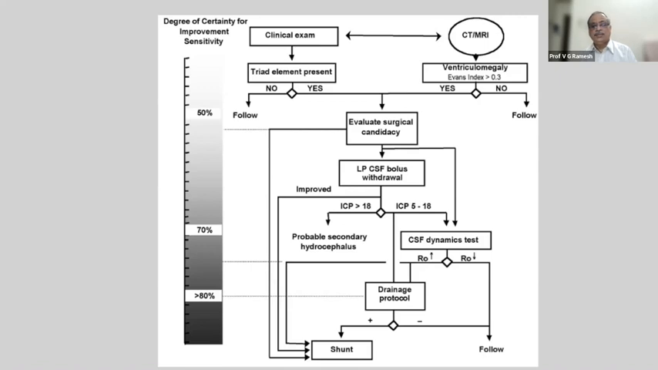Or you can do just an opening pressure measurement. If it is high, you can straight away do a tap test and then proceed with the shunt. So this is the flow diagram showing that approach.